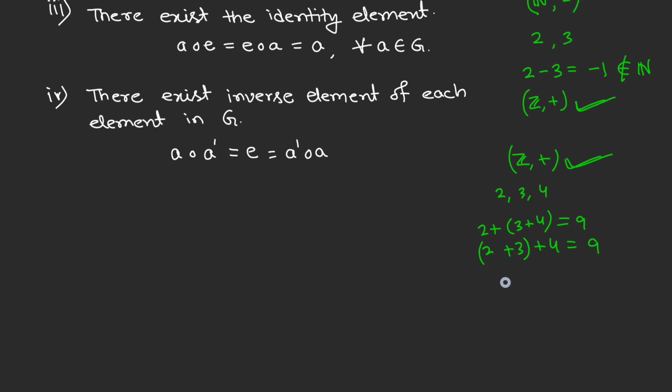For example, suppose Z with addition, and let's say I am taking the element 2. First of all, tell me what is the identity element of Z with addition. Obviously 0. Now you have to find an element such that if you apply the operation addition, you get the result 0. Which element? Obviously -2. So 2 plus -2, the result will be 0. So you can say that in Z with addition, -2 is the inverse of 2. This is called the additive inverse.